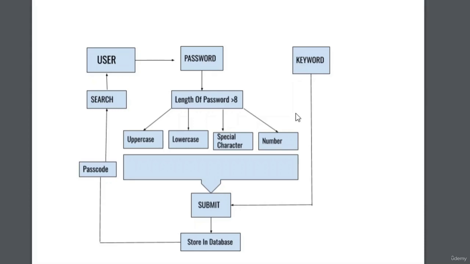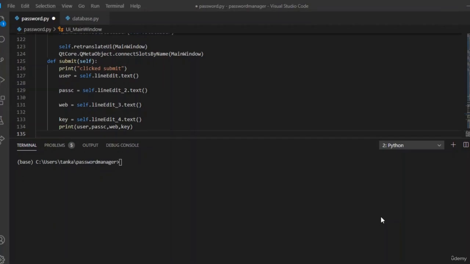Before moving to the coding part, let me explain how to implement this algorithm in code. So basically we'll be initializing boolean variables for the length of the password, uppercase, lowercase, special character and number. We'll check if all of them change to boolean true, and only then will it go to the submit button. So let us start the code.